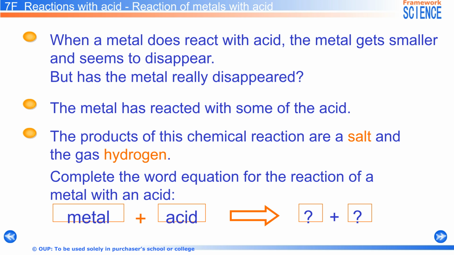When a metal reacts with acid, it gets smaller. This is because the metal has reacted with some of the acid. The products of this chemical reaction are a salt and the gas hydrogen. Complete the word equation shown.